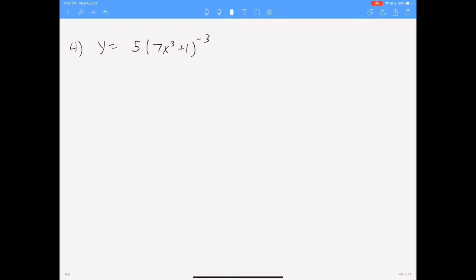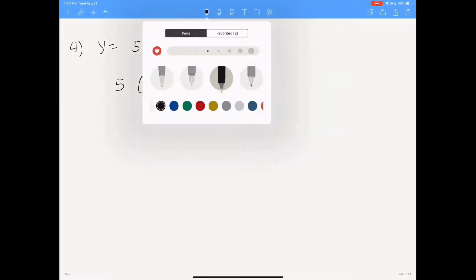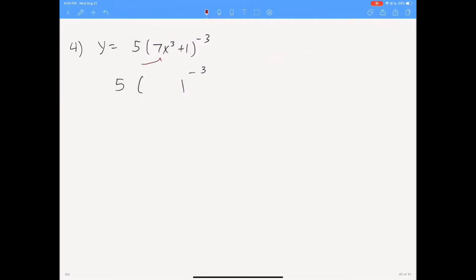Another example, I'll identify our outside function, which looks to be something raised to negative 3 times 5. And then we'll identify our inside function, which is actually inside the parentheses. So, which is our u. Our u is 7x cubed plus 1. So let's just take the derivative of u, find our u prime, and this will actually turn into 21x squared using the power rule.